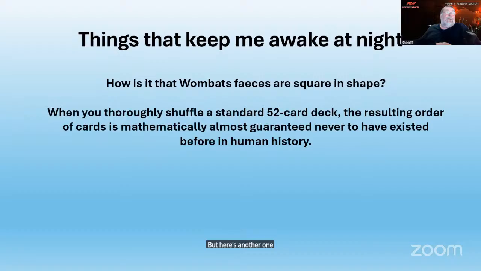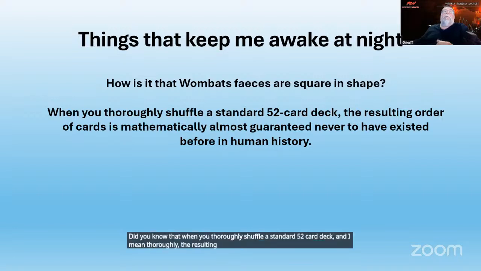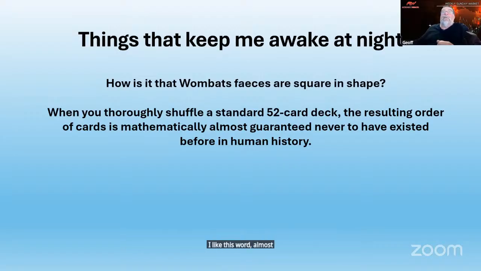But here's another one. Did you know that when you thoroughly shuffle a standard 52 card deck, and I mean thoroughly, the resulting order of cards is mathematically almost guaranteed, I like this word almost, never to have existed before in human history? That keeps me awake at night because I've done a bit of that and I don't believe it. But where I do this research, it's known as a fact.